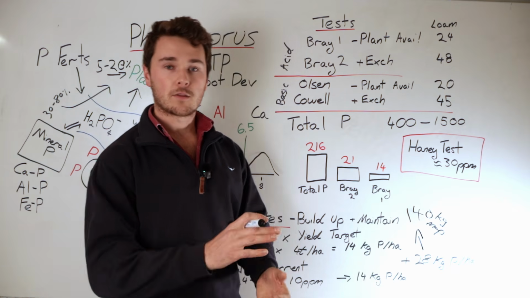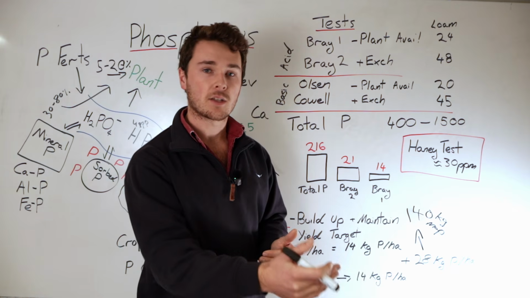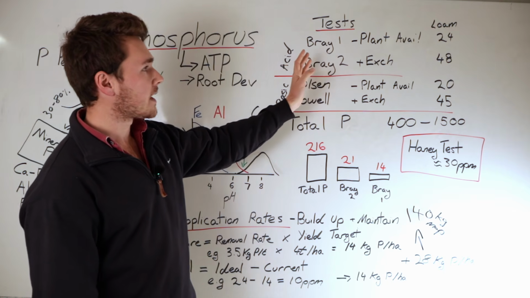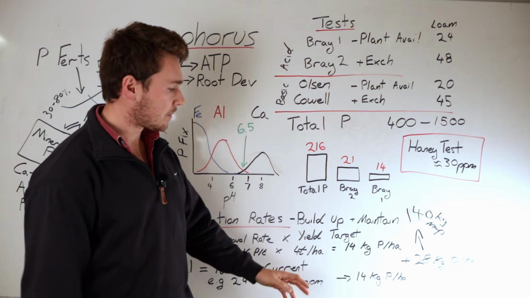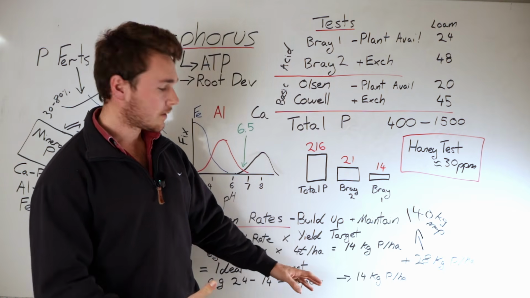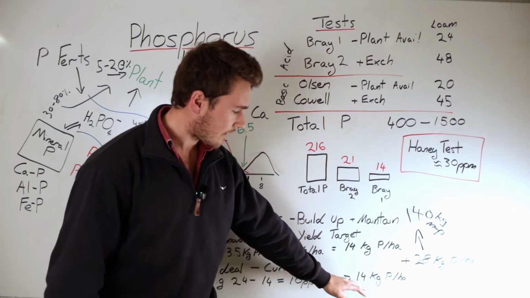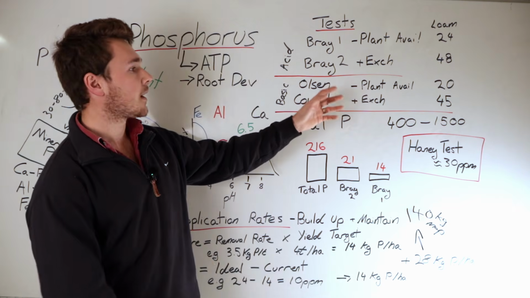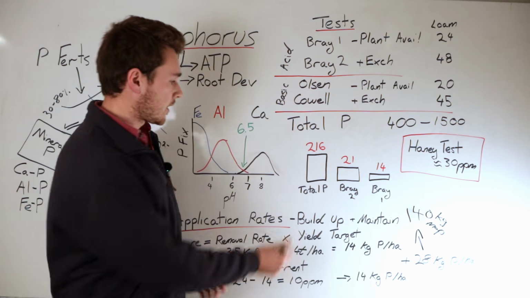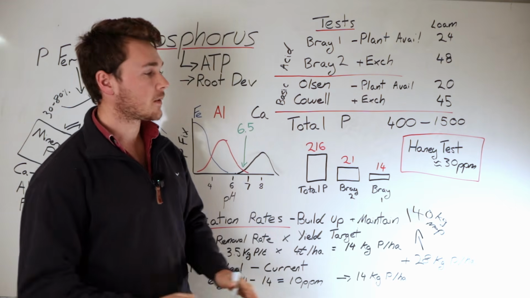But let's say we need to apply 3 times as much in order to increase the Bray 1 number by 1. It means that we need to apply 42 kilos of phosphorus in order to get that 14 kilo increase in the Bray 1, because 2/3 of that is going to go into our total. So it's definitely worth the consideration.